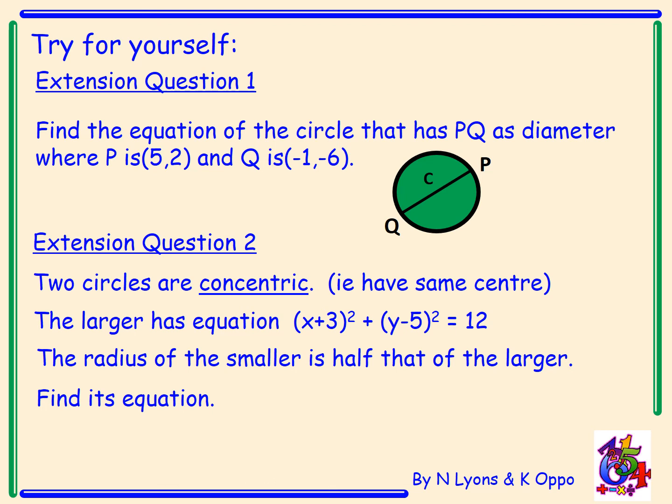And the solutions. Question 1, the equation is (x minus 2) all squared plus (y plus 2) all squared is 25. And question 2, the circles have the same centre, so your left hand side is the same. So (x plus 3) all squared plus (y minus 5) all squared is equal to 3.